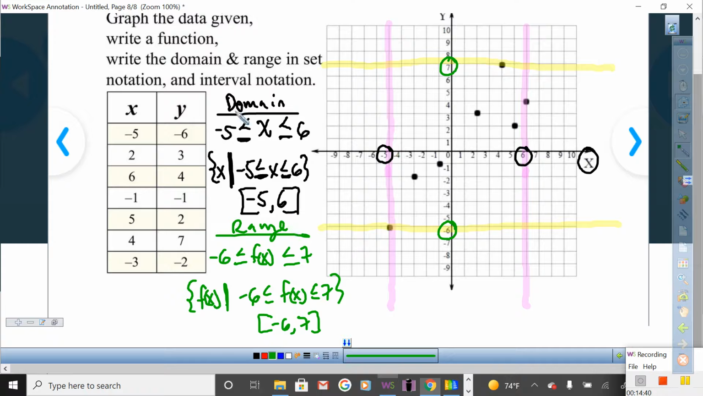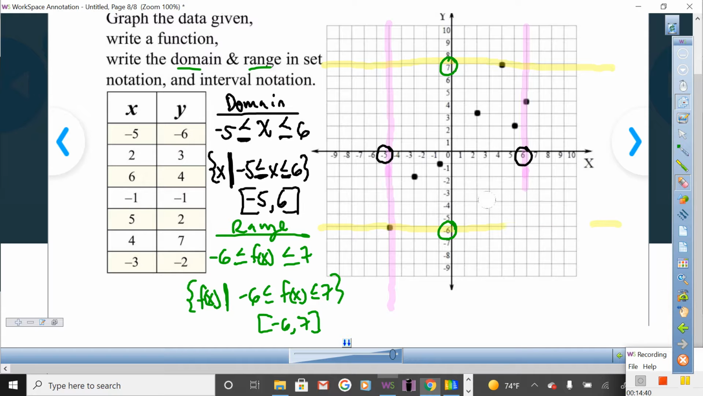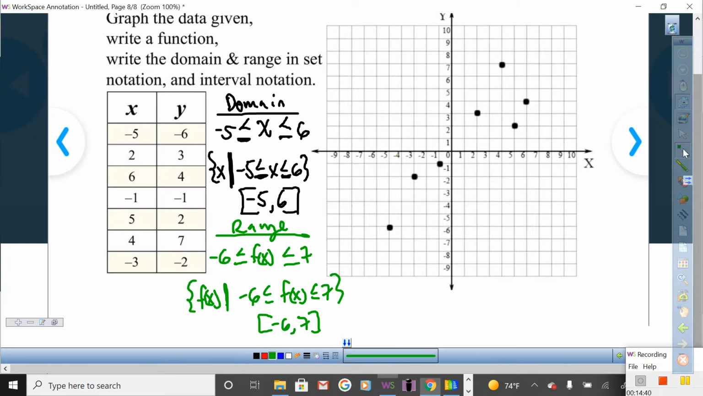So let's see. It said graph the data. Did we graph it? Yes. Write a function. We still haven't got to that, but did we do domain and range using the different notations? Yes. Okay. So I'm going to erase the stuff that I did here on the graph. Look up to the screen really quick. So I want to show you something. Don't do this. Some of you had started to do that earlier, but don't do this.